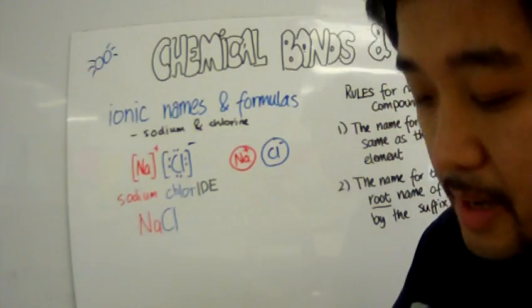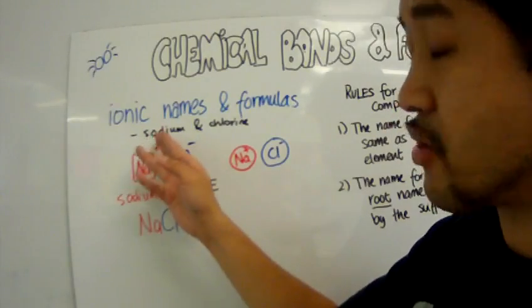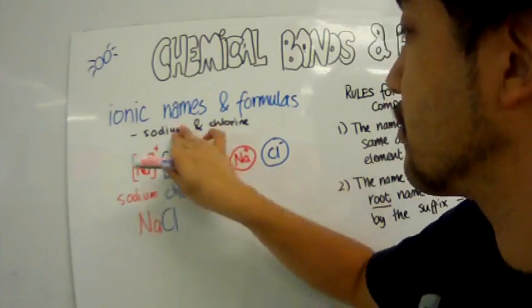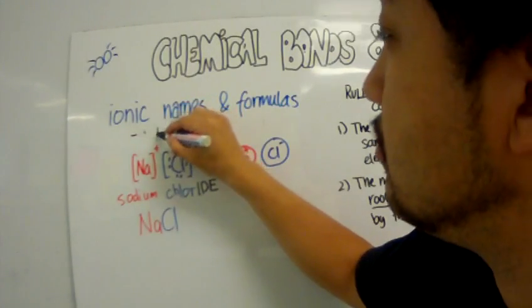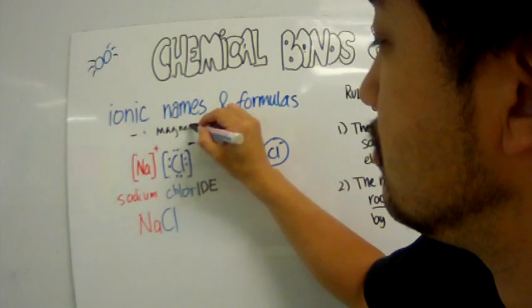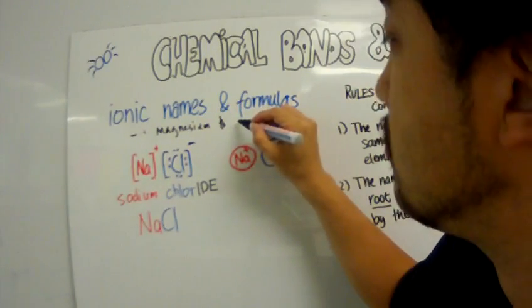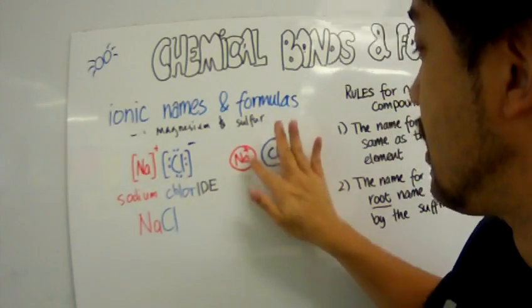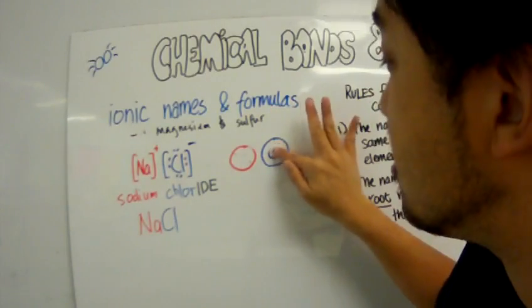But now let's talk about slightly different groups of elements. So this was group 1 and this was group 7. And now let's talk about magnesium and sulfur. Okay? Just going to change these things in here.